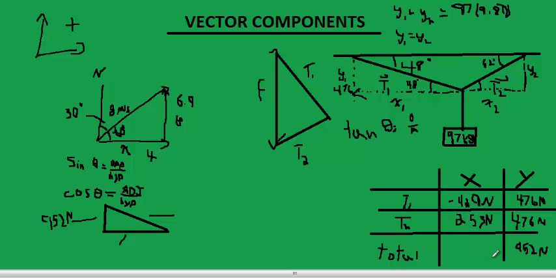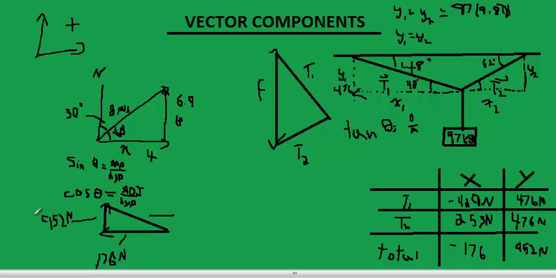So, when we add these up, 253 minus 429 is equal to negative 176, or 176 newtons westward.